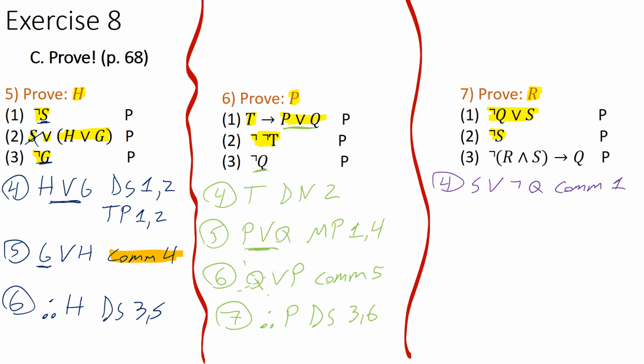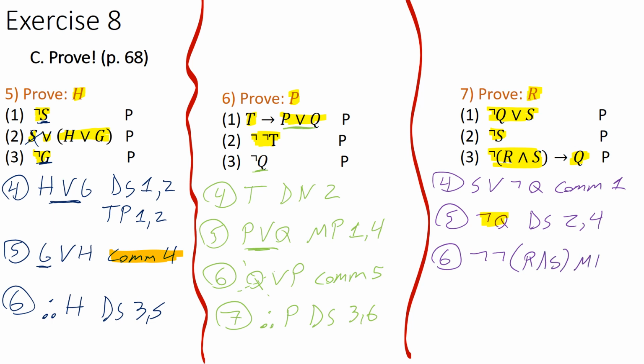Line 1, we have not S from line 2, so for 5 we can get not Q by our disjunctive syllogism, lines 2 and 4. Notice that we have a Q in the consequent of a conditional. We have this not Q, so we can deny that consequent to deny the antecedent. So we can deny this. So for line 6, we can get not parentheses R and S by modus tollens with lines 3 and 5.